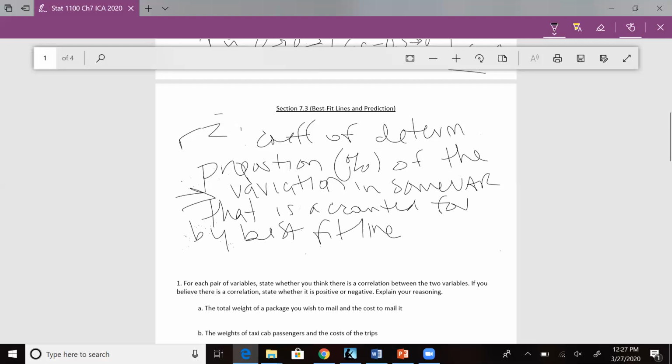And to find R squared, it's exactly what it seems like it would be. So we're going to take that value that we had of R before, we're going to square it, or essentially we're going to multiply it by itself.